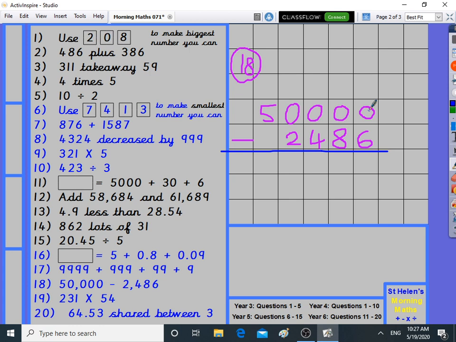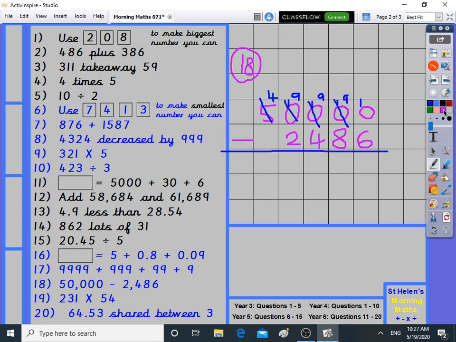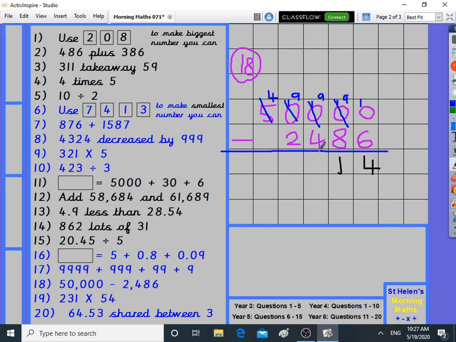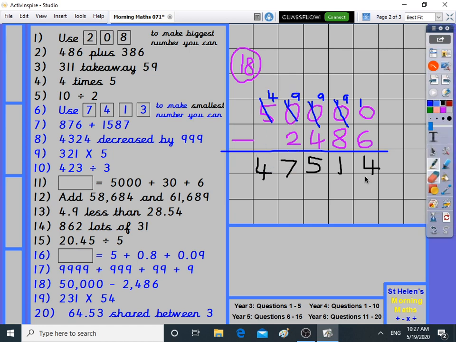0 take away 6. 0 needs some help. You have to go all the way to the end. I know year 6s are good at this borrowing. So I'll just go quickly. 10 take away 6 is 4. 9 take away 8, 9 take away 4, 9 take away 2, and a 4. That 1 looks a bit funny. Let's make sure it looks like a 1. Don't want to be mistaken for anything else.